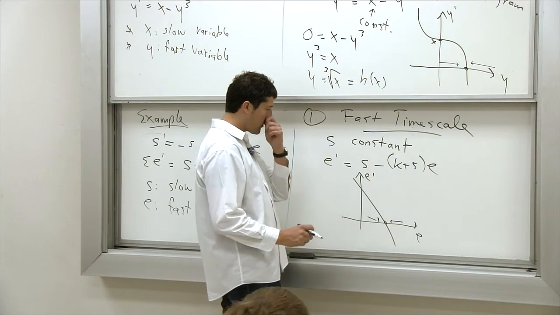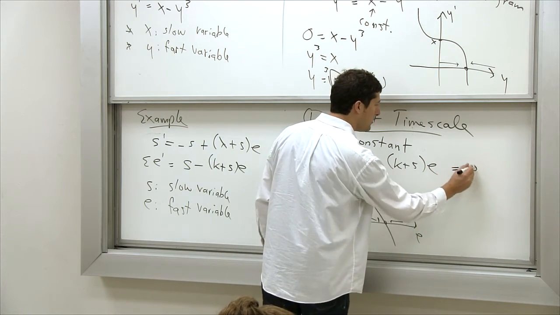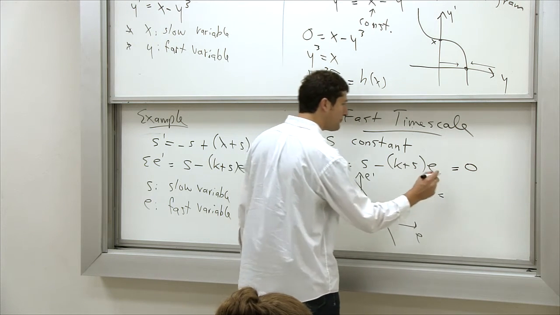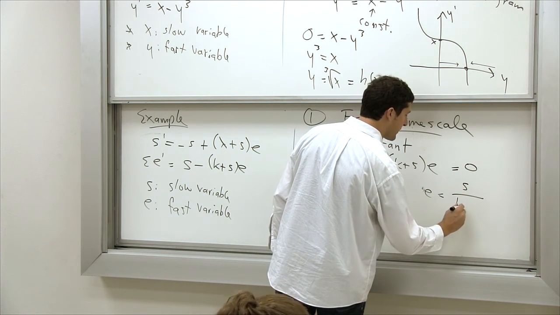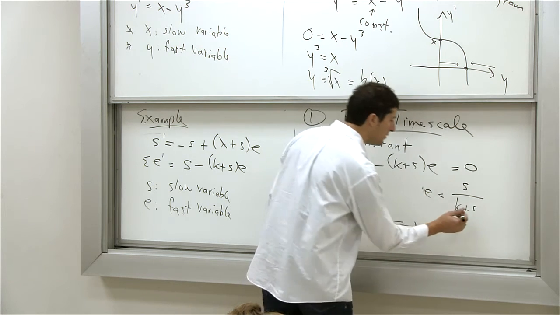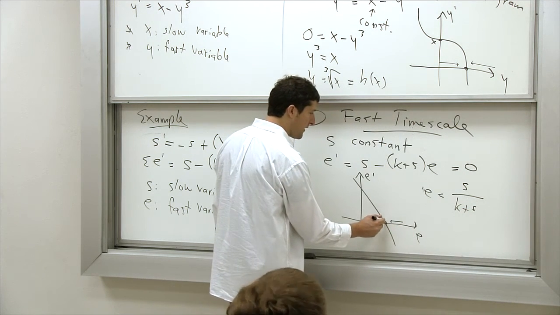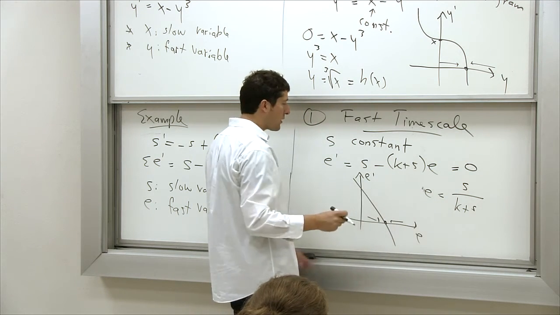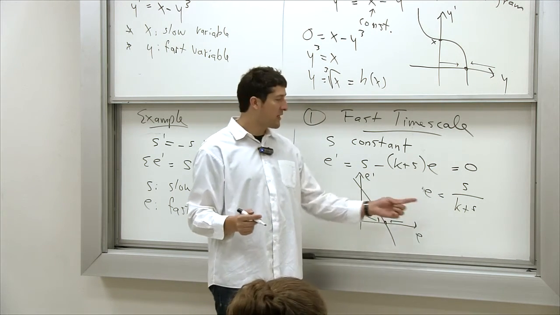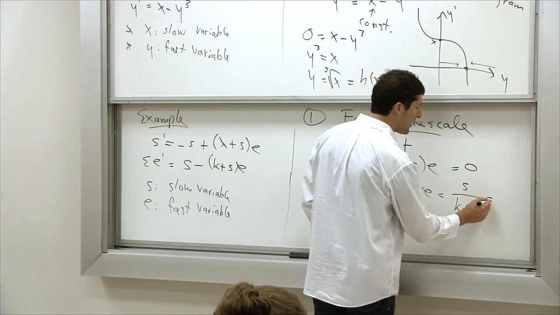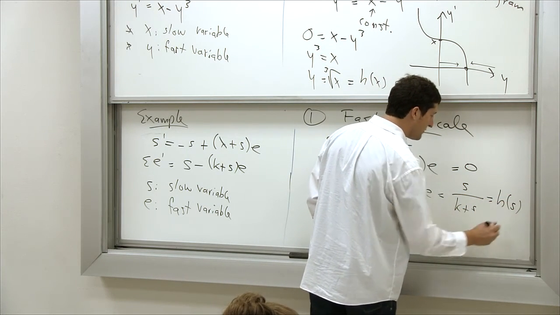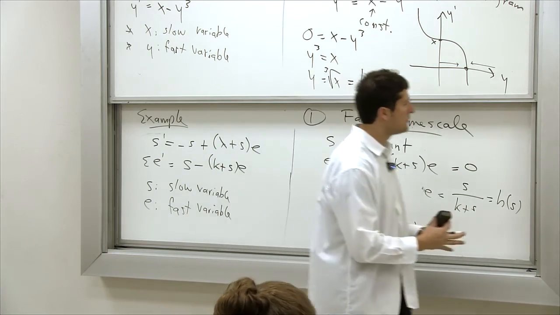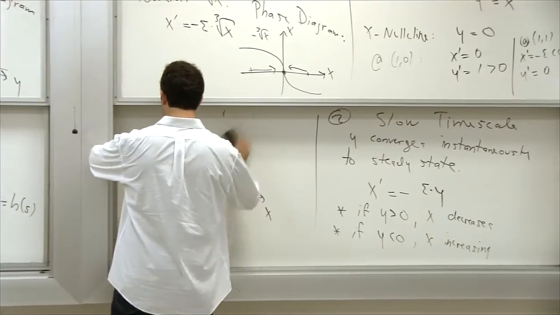What is this value over here? Well, we set this equal to 0, and we get E is equal to S divided by K plus S. Since we know where the rabbit is going, we can actually give it a name. We can call this thing, let's say, H of S. Great. What about the slow time scale?